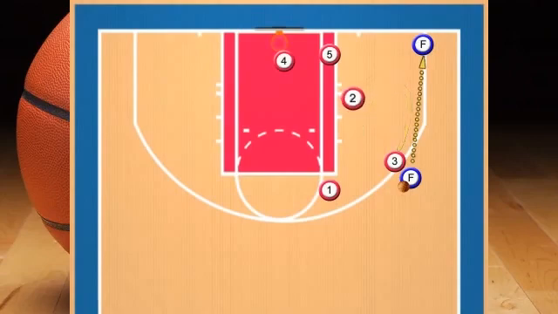5. Rebounding. As with any zone, rebounding is an issue since players aren't on direct opponents to box out. Players must attack the boards and find someone to put a body on.